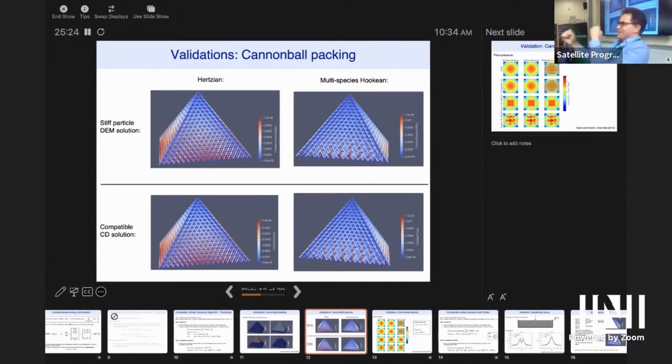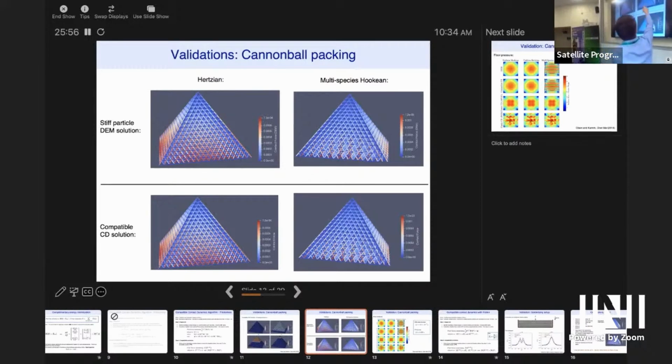Steel on steel has one contact stiffness, aluminum on aluminum has a different one, steel on aluminum has a different one. But that's fine. I can tell compatible CD the apparent stiffnesses or the stiffness relationships, and it can give me the forces without ever worrying about the displacements. So this is what it looks like if you say the particles are all Hertzian. What I'm highlighting here with the colors is the contact force magnitude. So you can see this is Hertzian DEM versus Hertzian compatible CD.